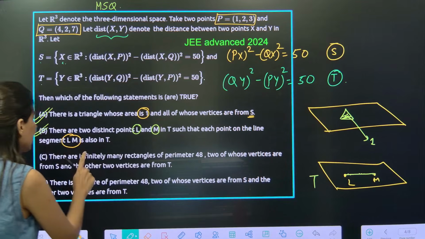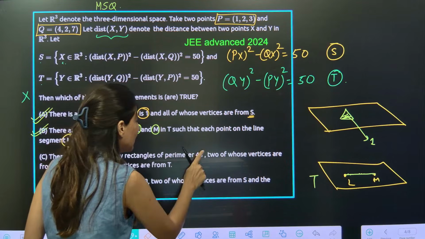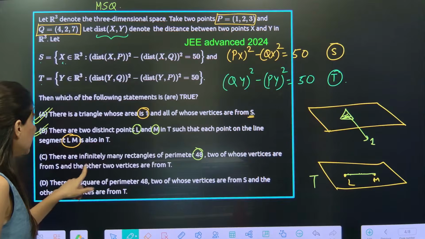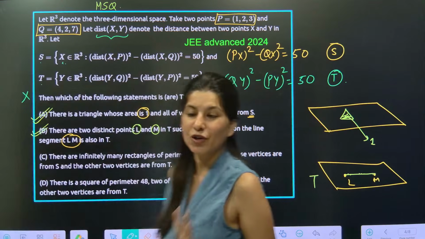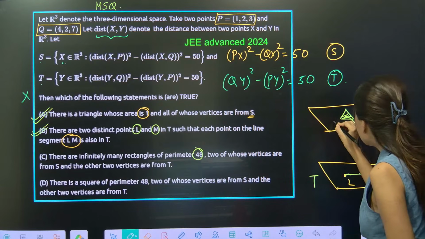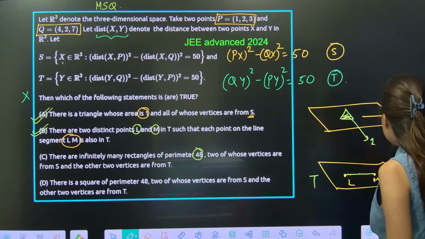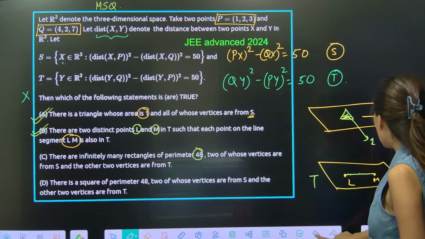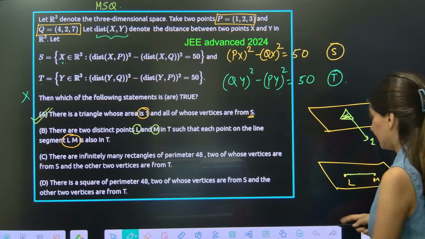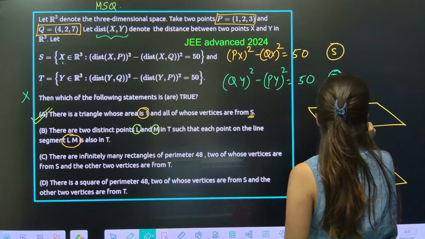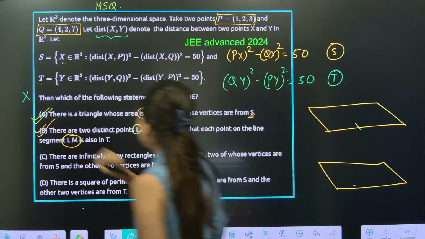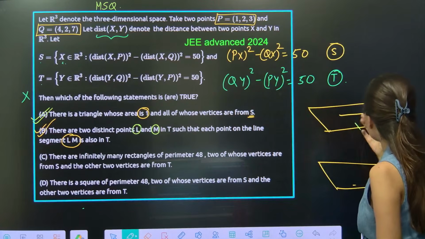There are infinitely many rectangles of perimeter 48, two of whose vertices are from S and the other two are from T. So basically what they are trying to tell you is we need to form a rectangle. Two vertices will lie on S and two vertices will lie on T. B is also correct. Now please note that this rectangle, right?